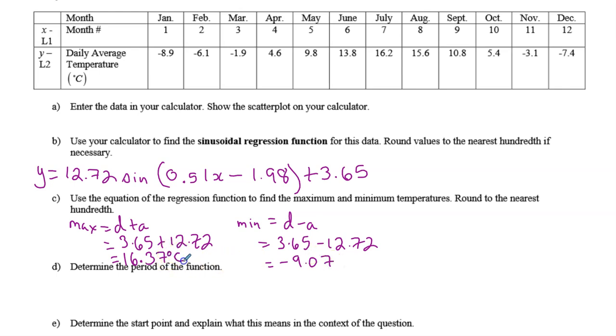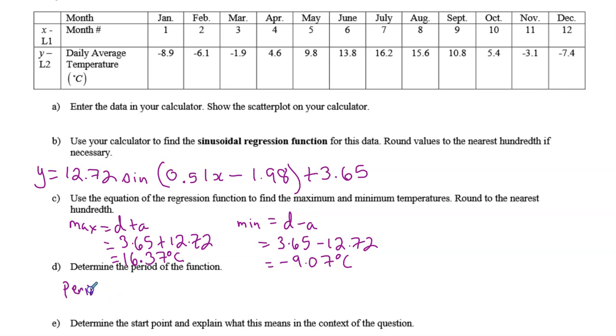Now these have units. It's degrees Celsius. So the minimum daily average temperature. Now you know that does not agree with the numbers we have in the chart, okay? And nor does the 16.37 agree. But we're creating a model, okay? And models have limitations.